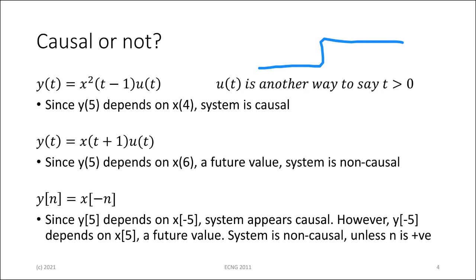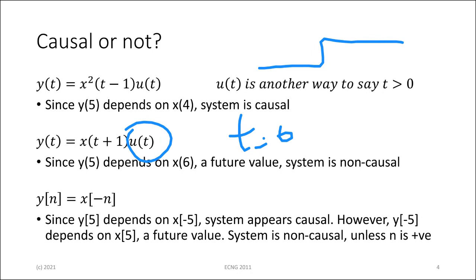If you look at the other example though, y(t) = x(t + 1)u(t). So y(5) depends on an input at a future value. I am at time 5, but I'm depending on a future value at time 6. Notice that the unit step here seems to indicate that at least it's starting at t equal to 0, but it doesn't necessarily mean that it's causal. So you have to look specifically at what the time description is doing in a broad sense. y(5) is depending on input in the future, which doesn't happen in our world. It happens in science fiction.